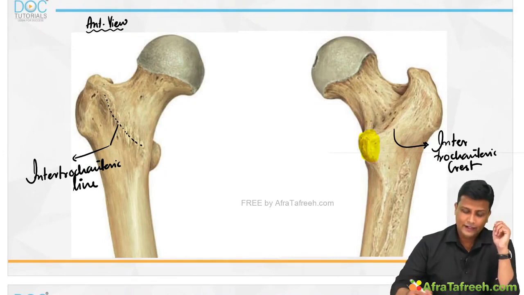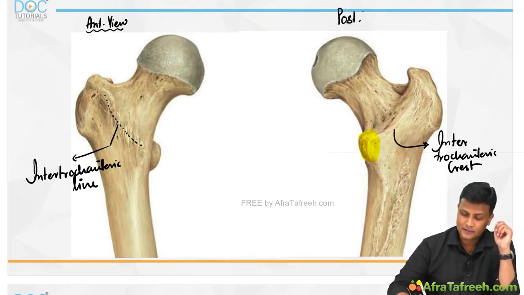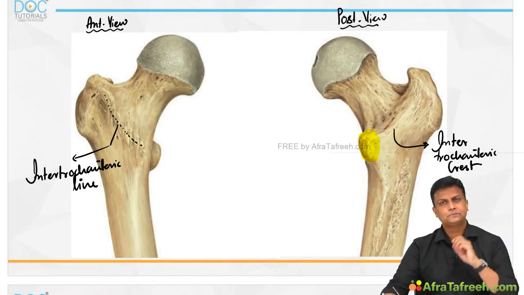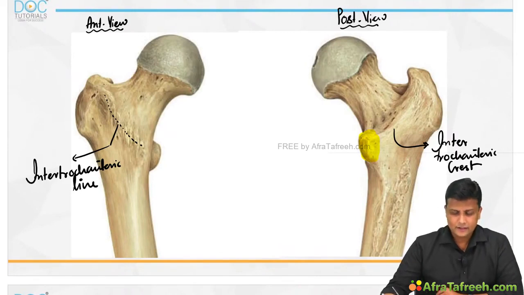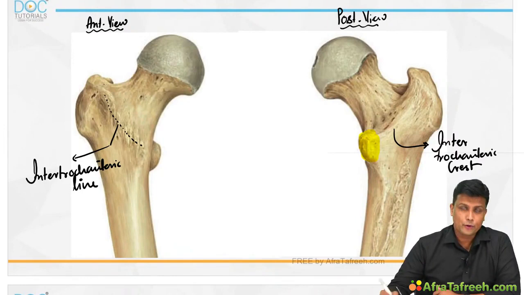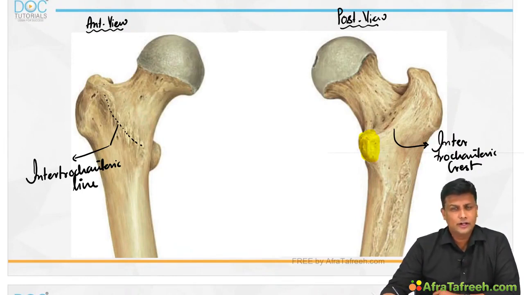Now once you have identified the anterior view and the posterior view of the femur, the next thing is, let us see the attachments of the muscles onto this. The muscles getting inserted onto this will be the gluteus muscles. Now first thing, onto the greater trochanter, which muscles are going to get inserted?